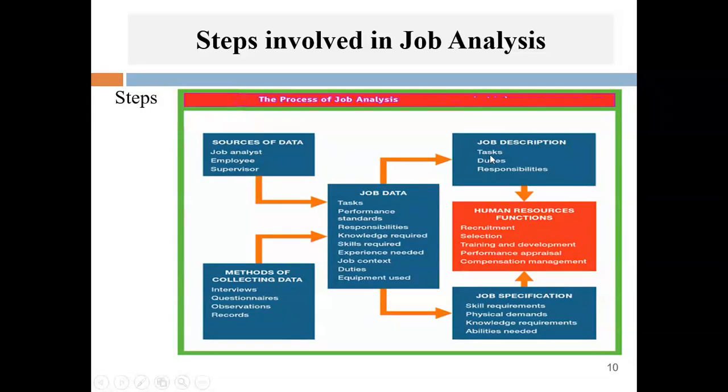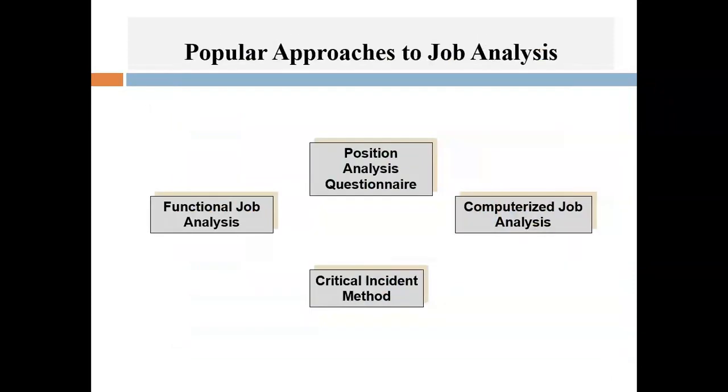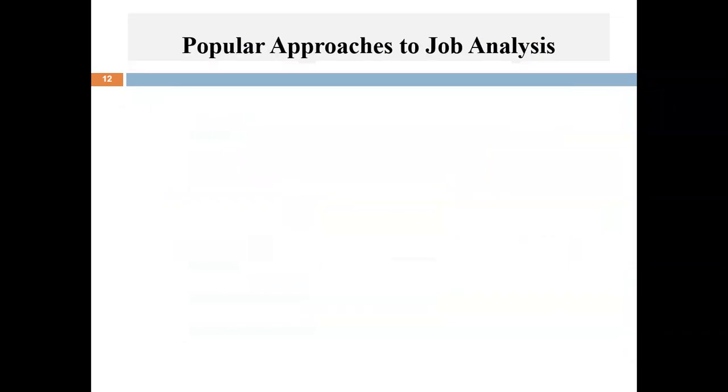Job analysis contains the job description, which covers tasks, duties, responsibilities, and the specification, which covers skills requirements, physical demands, knowledge requirements, and abilities needed. The ultimate aim is to perform human resource functions like recruitment, selection, performance appraisal, training, development, and compensation management. Then the popular approaches: position analysis questionnaire, functional job analysis, computerized job analysis, and critical incident method.